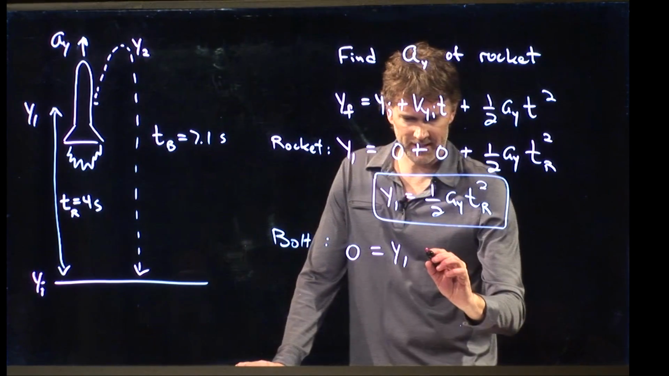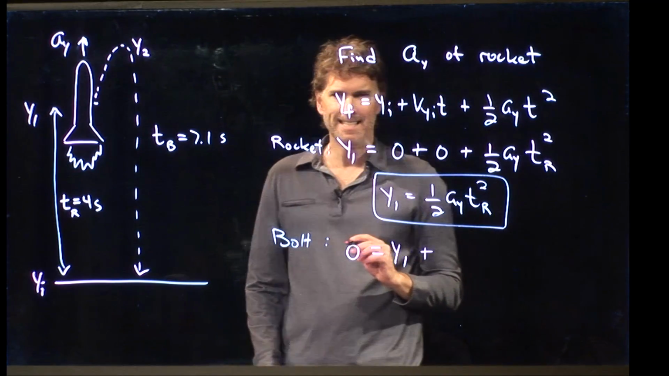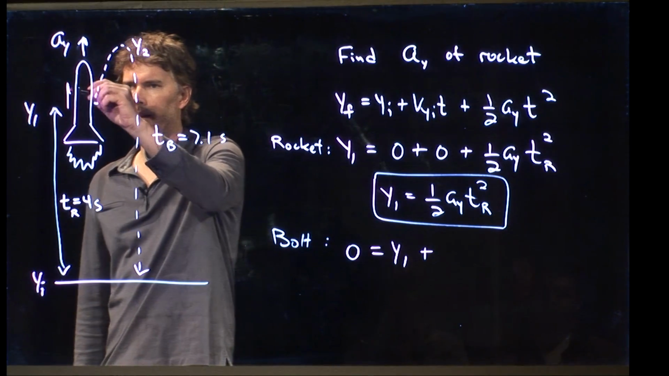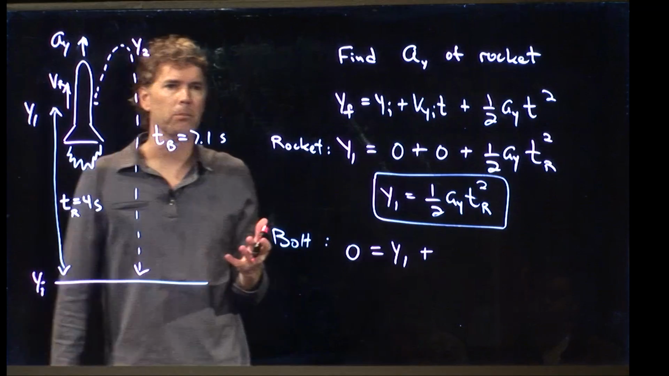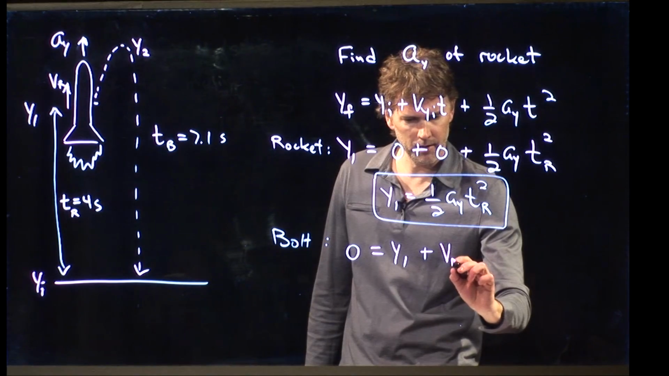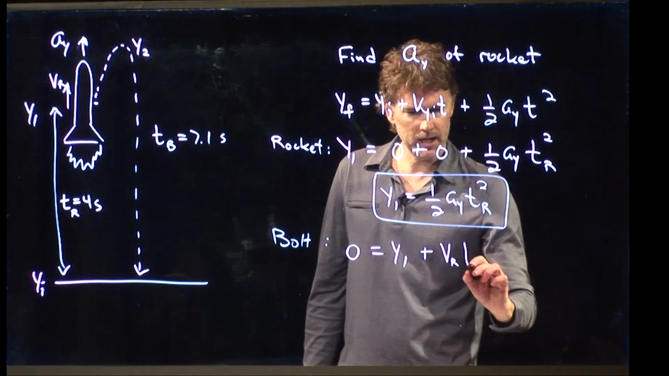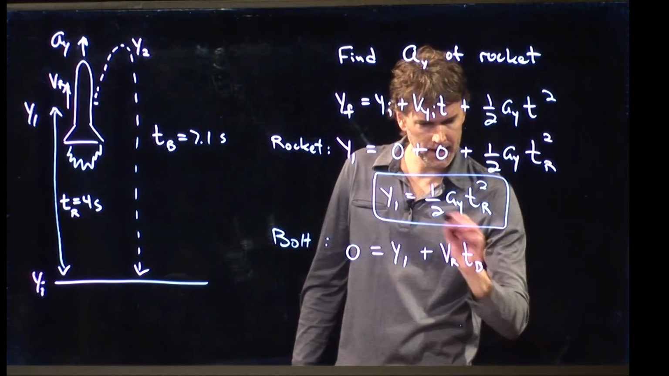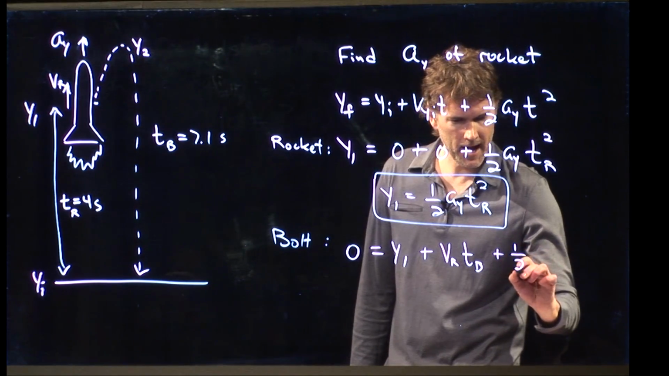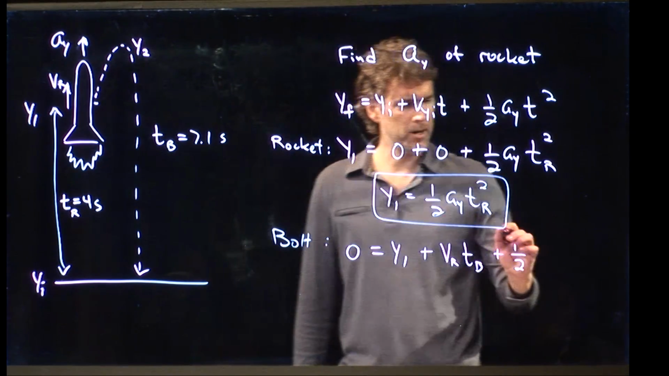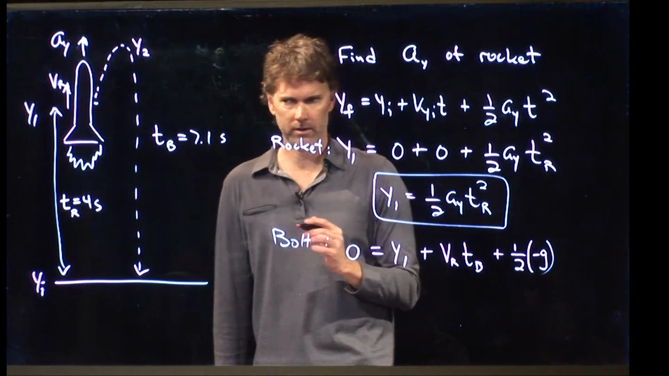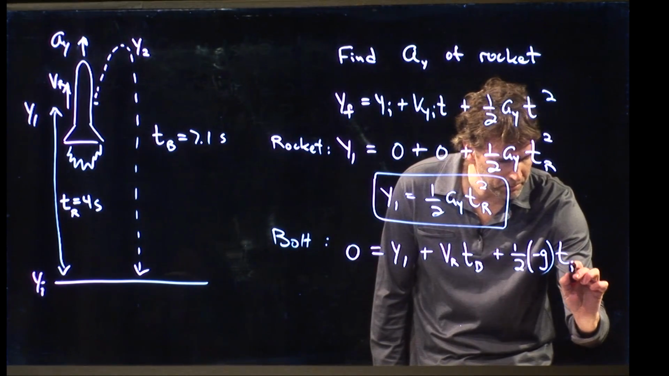Vy initial times t, what is that? Well, however fast the rocket is moving at this point, that's how fast the bolt is moving at that point, right? So that is v sub r times t sub b for the time that the bolt's in the air. And then we have 1/2 times ay, but ay for the bolt is just negative g. Once it leaves the rocket, it's in free fall. And then we have t sub b squared.